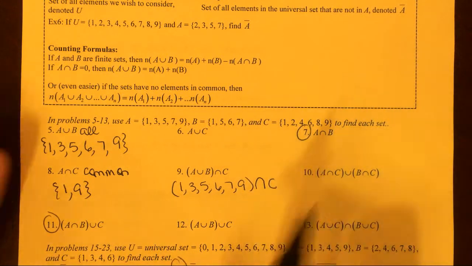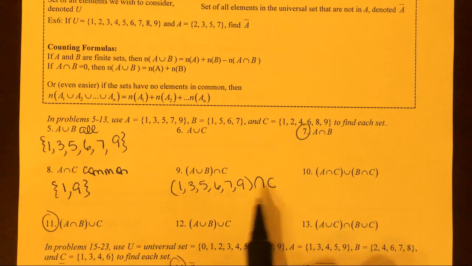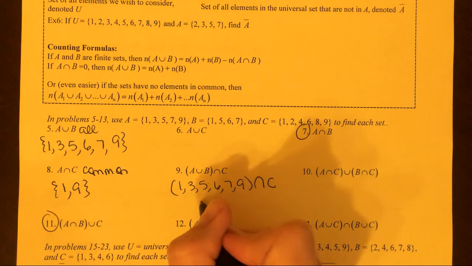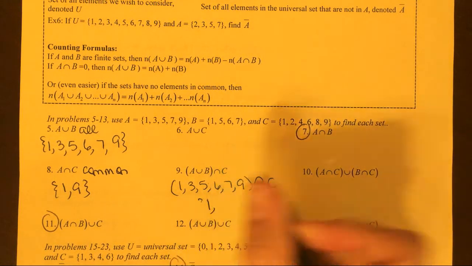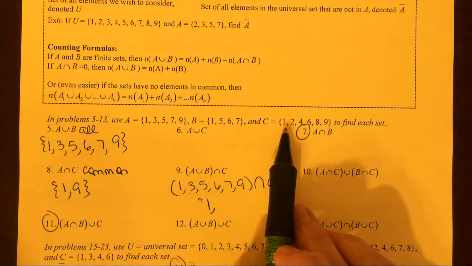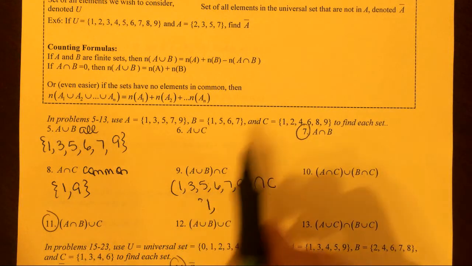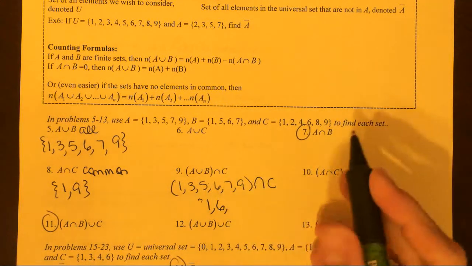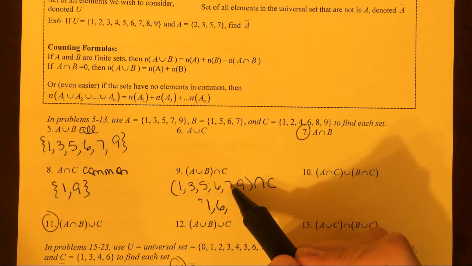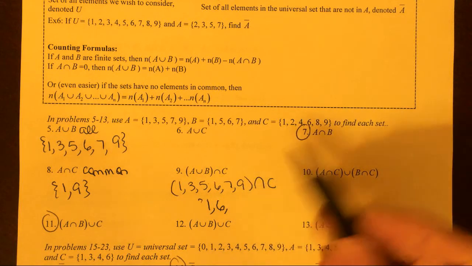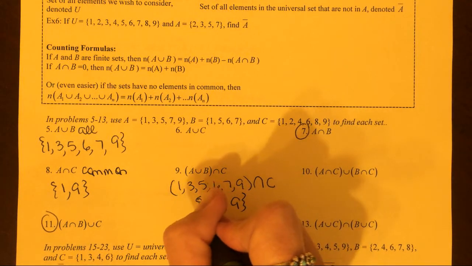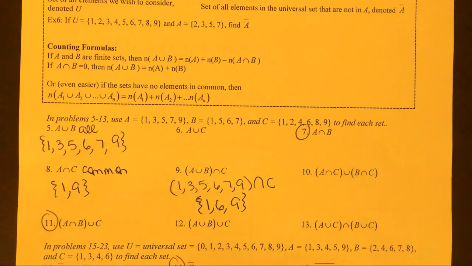And now I want to know, how does it intersect with C? So what does this answer and C have in common? Well, they both have a 1, not a 2, not a 3, not a 4, not a 5. Oop, they both have a 6. Nope, they both don't have a 7. Oh, and they both have a 9. So they have 3 elements in common.